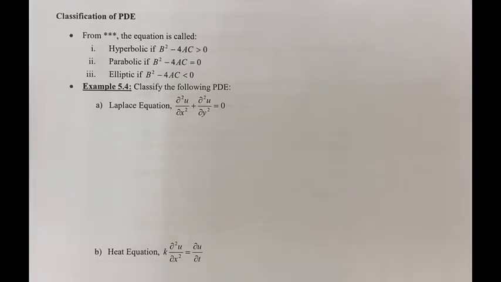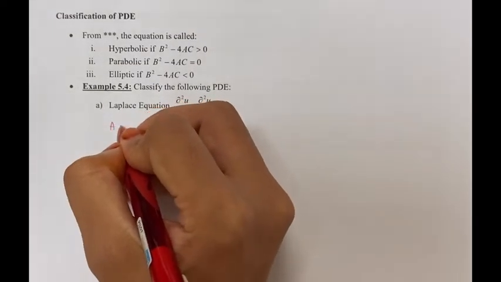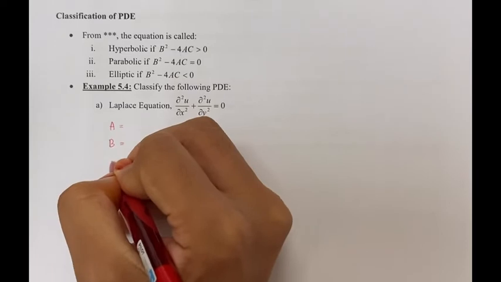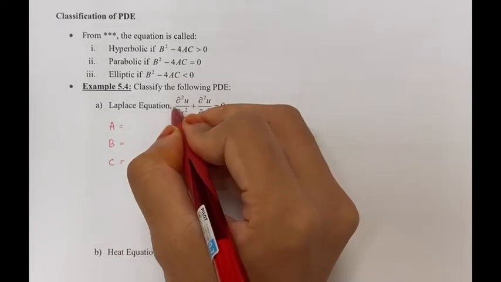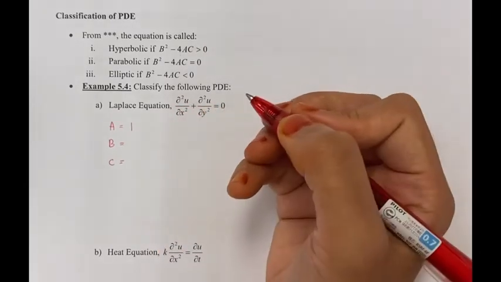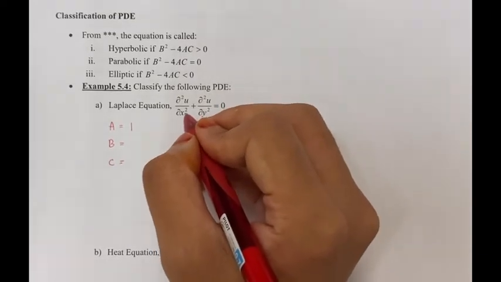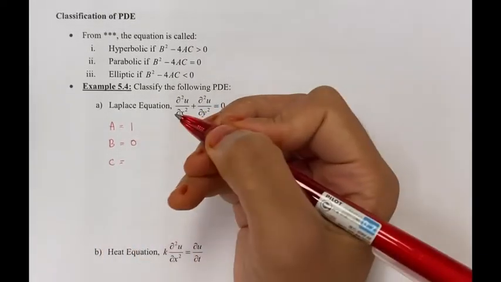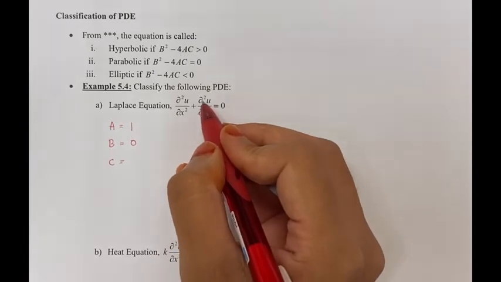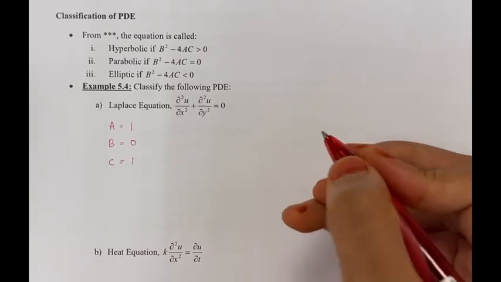First we have the Laplace equation, del square u over del x square plus del square u over del y square. So, first list down what A, B, and C are. A is here, we have 1 times del square u over del x square. B is for del square u over del x del y. So, we have no B here, so it is 0. And then C, we have C del square u over del y square, so it is equal to 1.